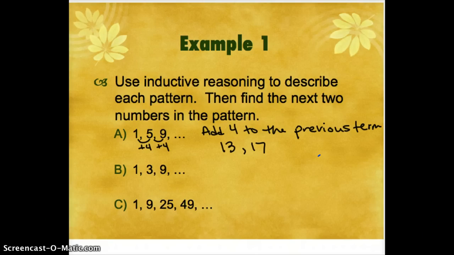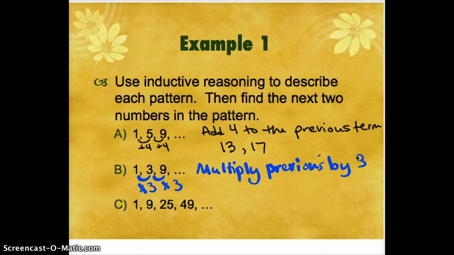Okay, looking at B, I see 1, 3, 9. Now, one thing that I want you to notice is because I haven't given you very many terms, there might be more than one right answer, but I'm going to write down the first thing I notice. I notice that from 1 to 3, it's multiplying by 3. And then from 3 to 9, it's also multiplying by 3. And to me, it looks like it will probably continue to multiply by 3 every time. So multiply previous term by 3. Something like that for your pattern.